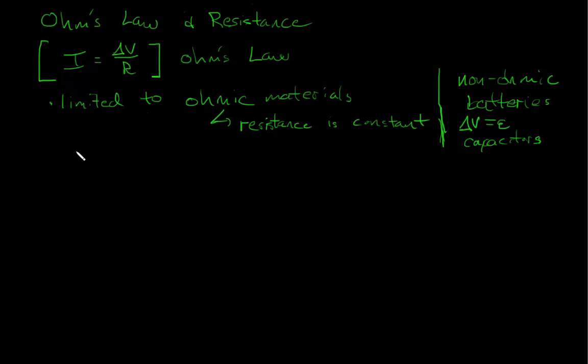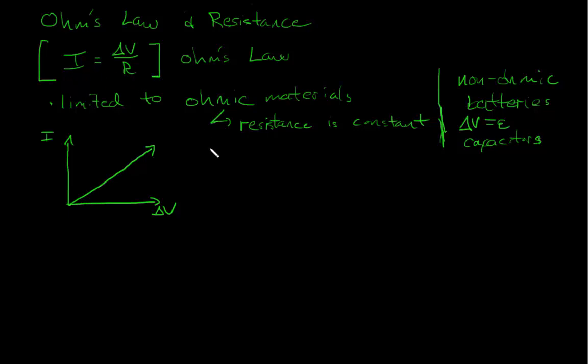One of the things we can look at is, say, a graph of the current in relation to the potential difference. As the potential difference increases, the current will increase as well, and it's linear in nature, like so.